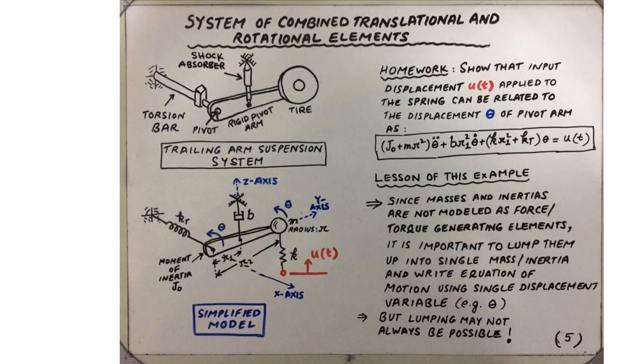Let us now consider a more realistic scenario in which the tire and the wheel assembly will experience a vertical displacement. It occurs when the automobile is driven on a bumpy road. In this case, the bottom terminal of the spring in the model of the trailing arm suspension system can no longer be assumed fixed. In fact, there is some motion specified by the displacement u of t. This is a vertical displacement and it is acting as the input to the system.